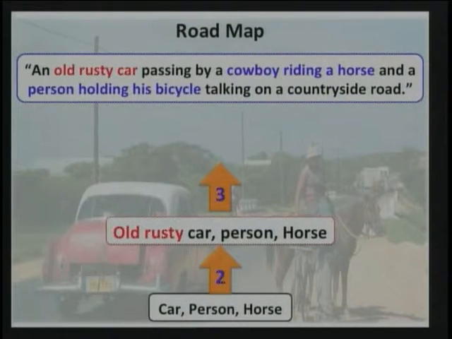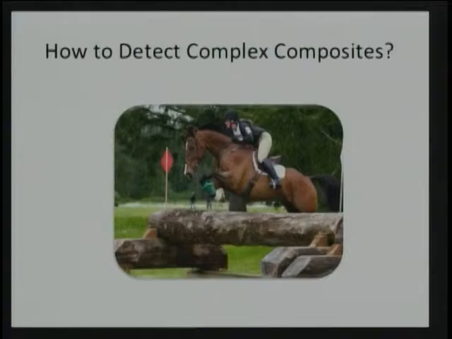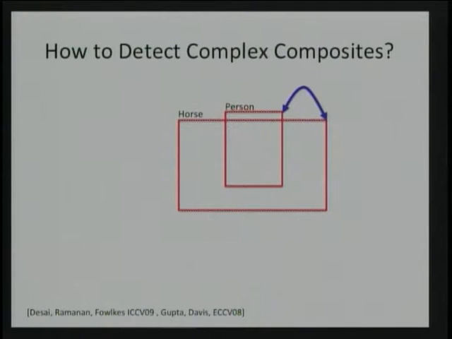How can I start detecting a cowboy riding a horse or a person holding his bicycle? How can I do that? How can I detect complex composites of objects? If I ask this question from a recognition person, the conventional wisdom would be detect the person, detect the horse, and then sort of reason about their relationships later on.